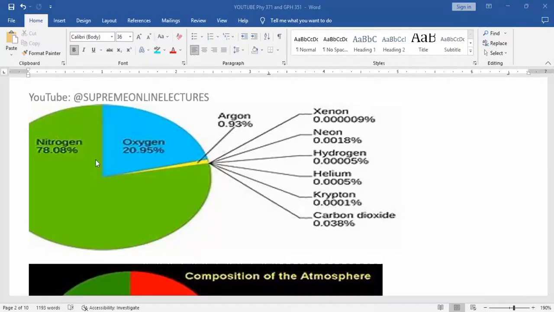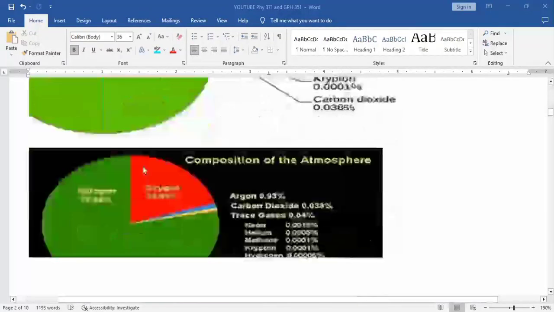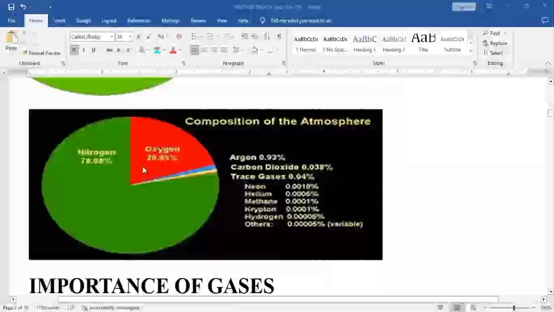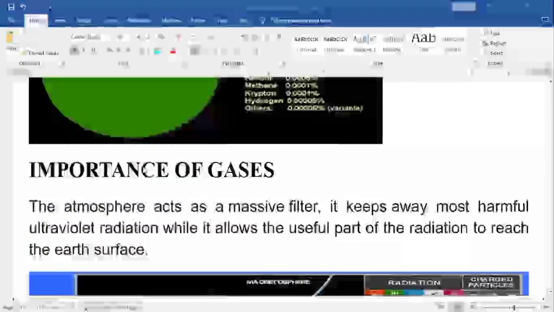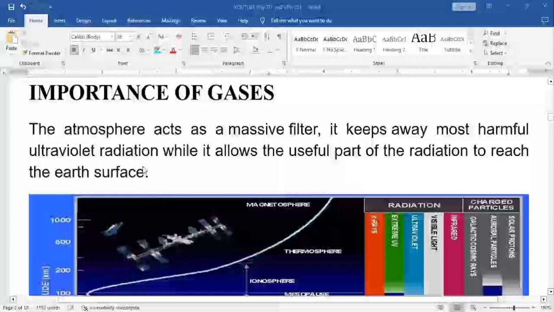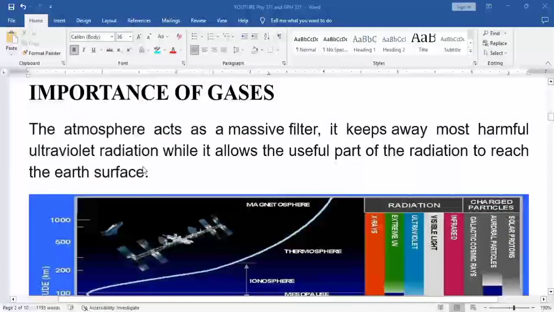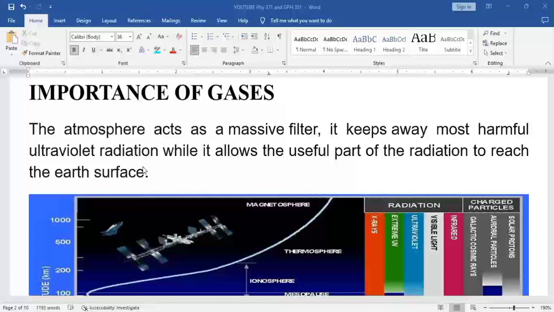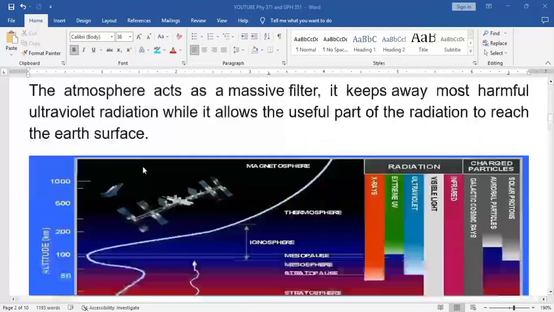So you see the greenish portion of this shape here is occupied by nitrogen and then followed by oxygen. The second figure is just the same as the first figure. These gases are important in our atmosphere because they act as a massive filter. It keeps away most harmful ultraviolet radiation without allowing them to get to the surface of the Earth.